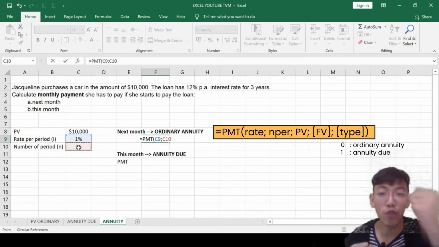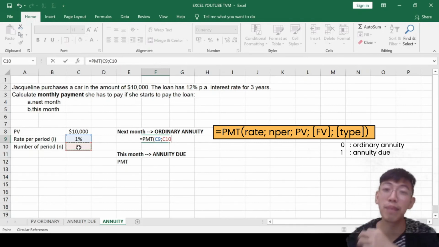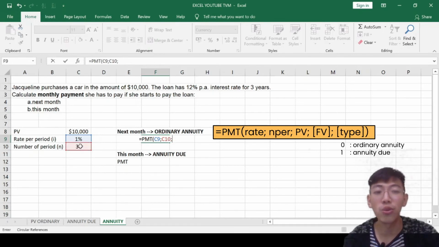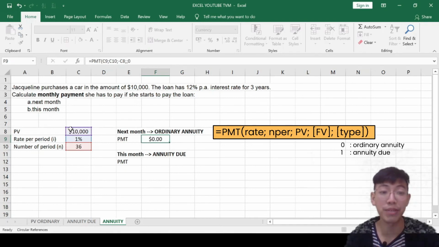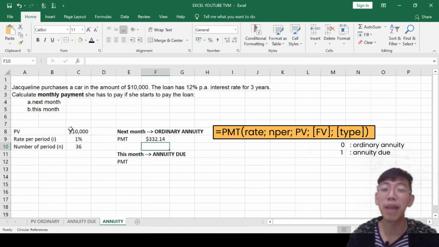If we look for the PMT, we expect the PMT is positive. Because of that, we put a negative sign for PV. So, negative PV. Okay, future value we don't know, just keep it. And then the type is 0 because it is an ordinary annuity, at the end of the period. We can find the PMT 332.14.